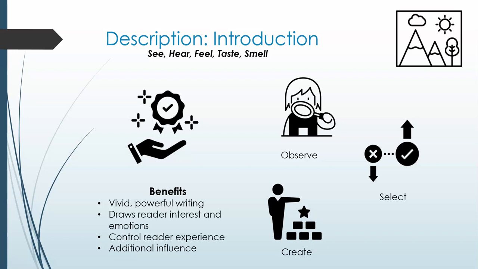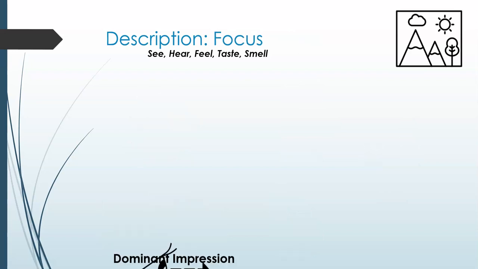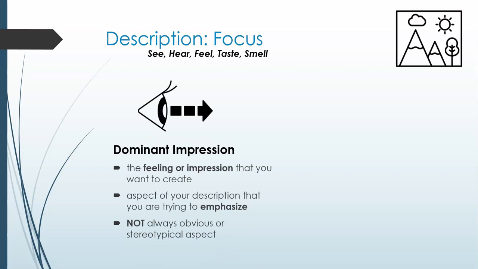But how do you know which details are the most important to include? By considering your dominant impression. Your dominant impression is the aspect of your description that you're trying to emphasize, though that isn't necessarily the most obvious or stereotypically important aspect. In the textbook, I give the following example about various ways you might describe your grandparents' house.